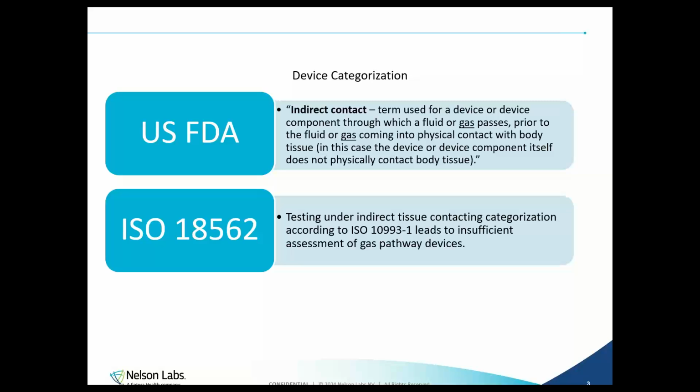While the categorization is something that most of us are familiar with, it won't hurt just to briefly touch on it so we're all on the same page. The term indirect contact is used for a device or device components in which a fluid or gas passes through before coming into physical contact with the body or body tissues. We can then look at this as the device component. It does not physically contact the body tissue. Furthermore, according to ISO 10993-1, this direct tissue contact will lead to insufficient assessments and testing of gas pathway devices. This is essentially where ISO 18562 takes over.